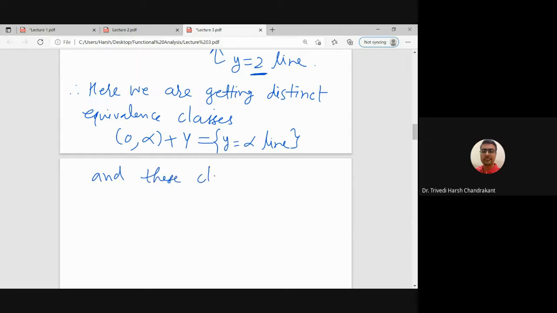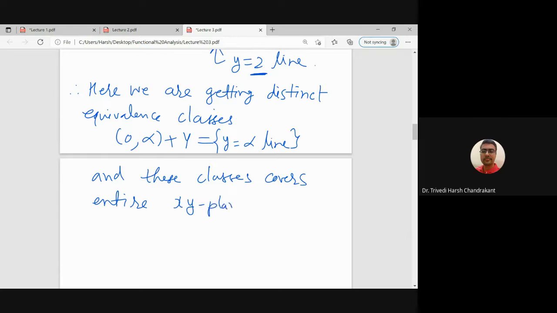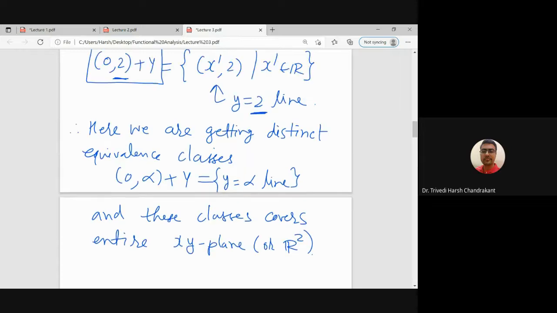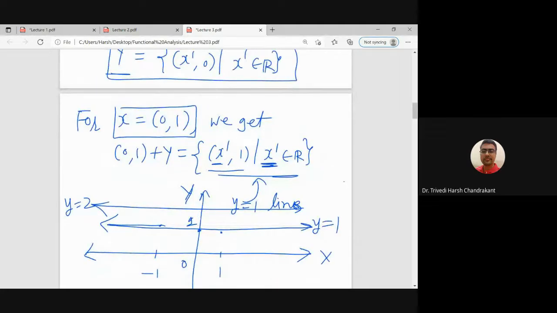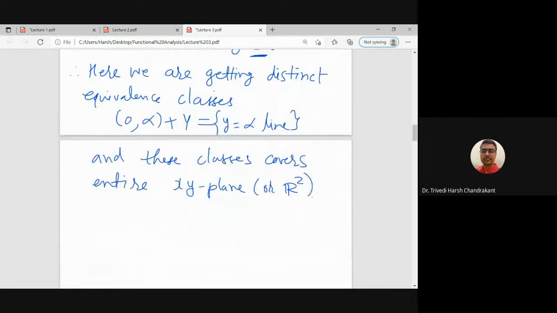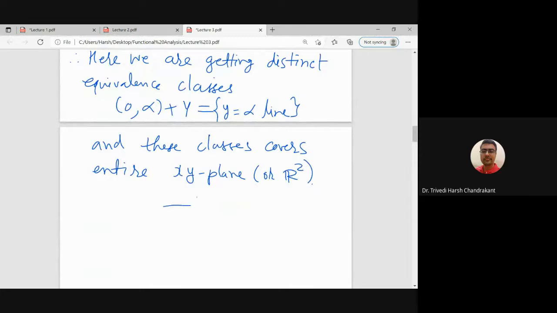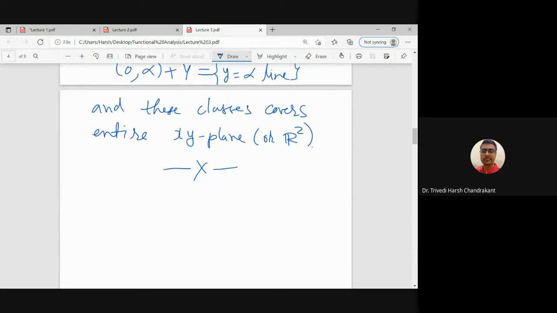And these classes cover the entire xy plane, or R2, right? So equivalence classes form a partition, as we mentioned earlier, and in this case the distinct equivalence classes form a partition of the entire set X, which is R2. So this is a simple example related to geometry. Okay, any doubt in this example?